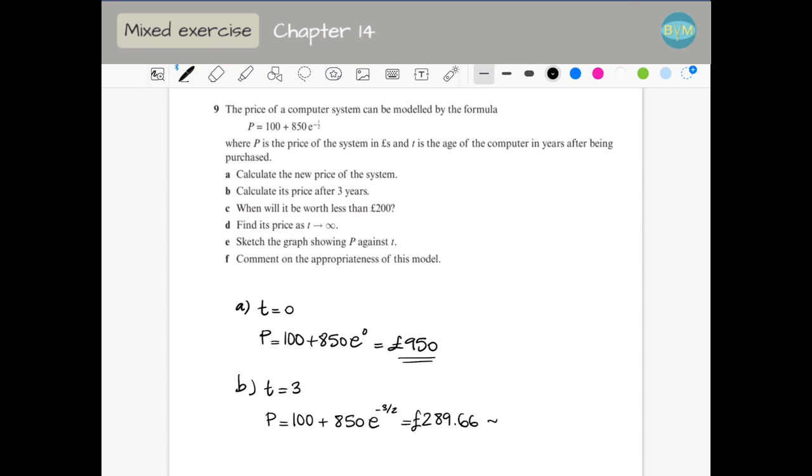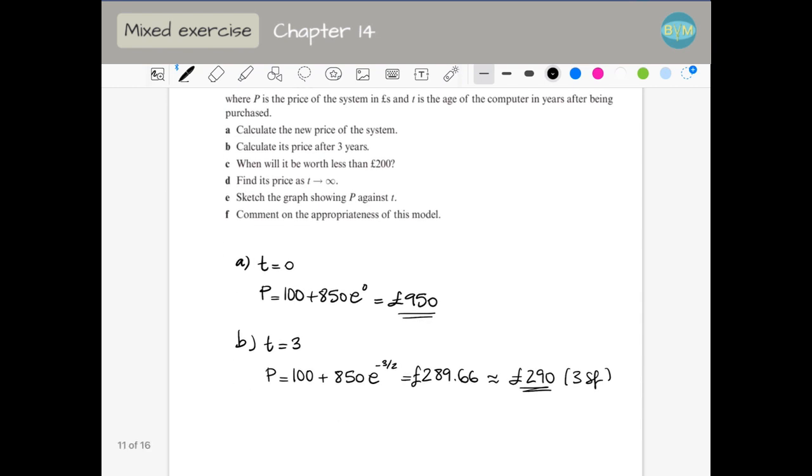When we are modeling, we can just round to something easy. So 290 pounds, yeah? 2, 3 significant figures.